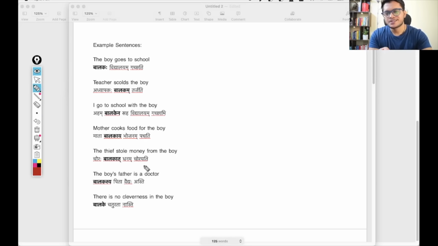In these sentences, there might be some unfamiliar Sanskrit words, but don't fret on that. Focus on how balak, the base word, is changing its form and why. As per the use in the sentence, it is changing its form. But how? That is our only focus. So just keep your attention on this base word balak. This is our base word balak.